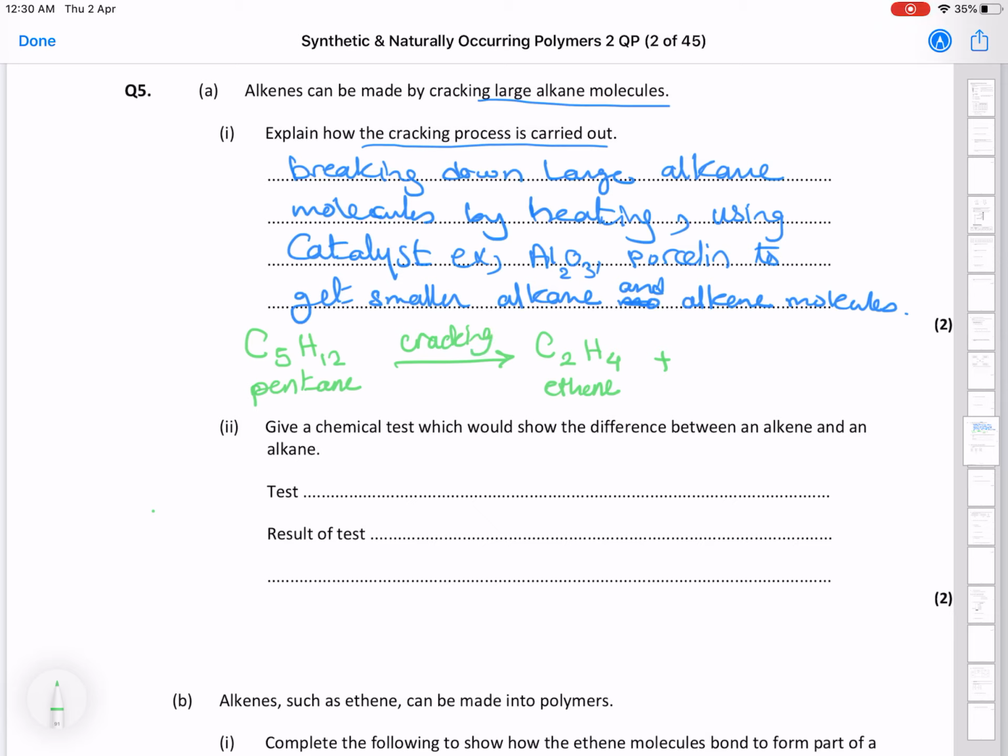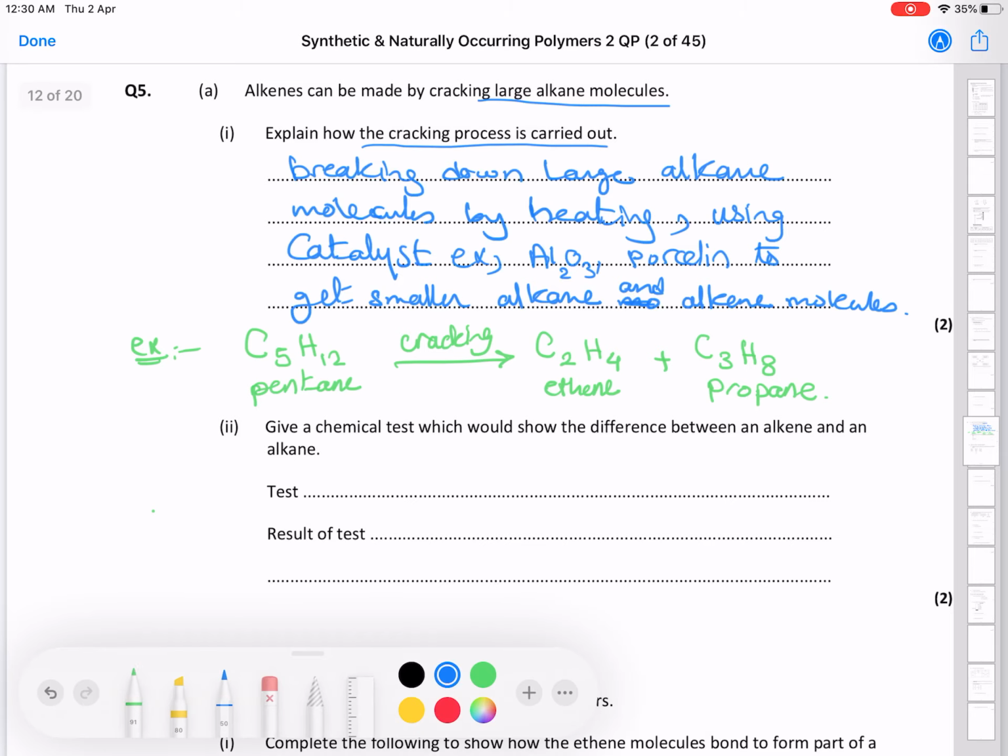What will be left is C3H. Just do the math, guys. 12 minus 4 equals 8. So C3H8, which is propane. So this is an example. It's not required, but I just thought to show you how cracking could be done.